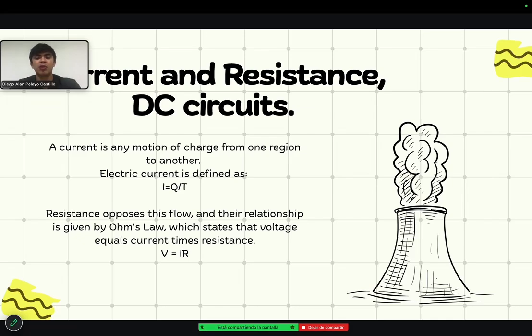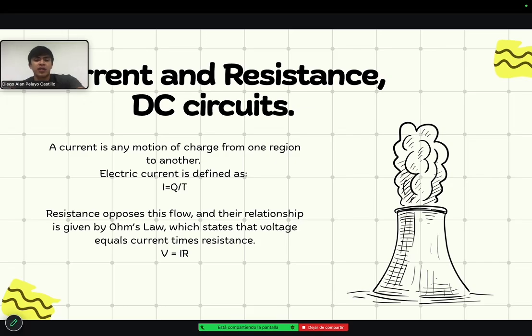So the next concept would be the DC circuit. A DC circuit is a circuit in which current flows in only one direction and is typically provided by a battery. Unlike alternating current, where the direction changes, direct current remains constant, and this makes these circuits easier to analyze and very common in electronic devices. In this type of circuits, we have two different ones, that is parallel and series.